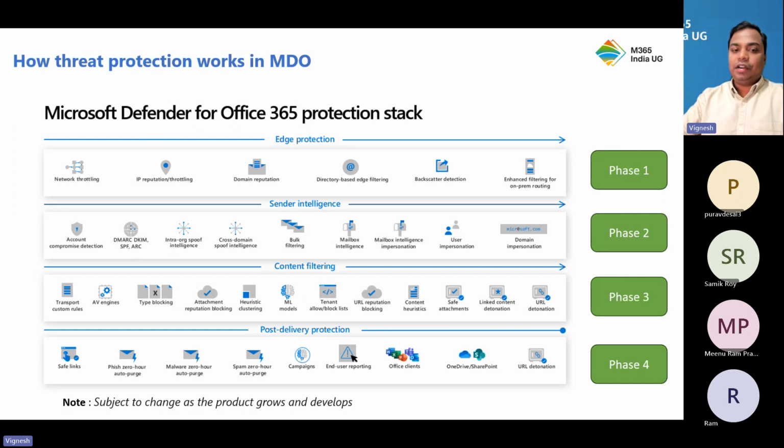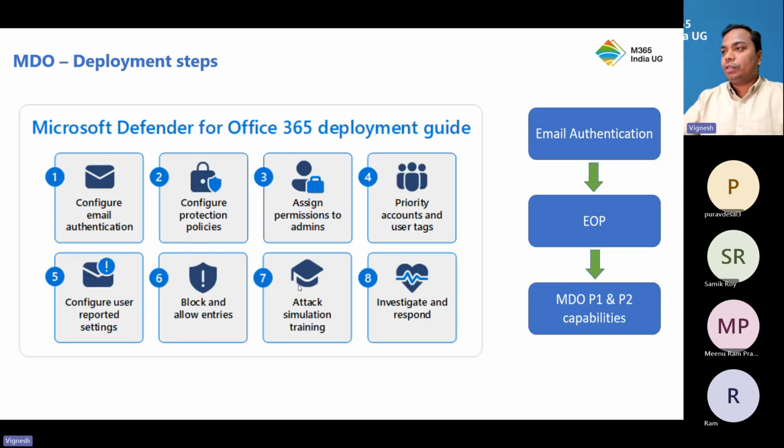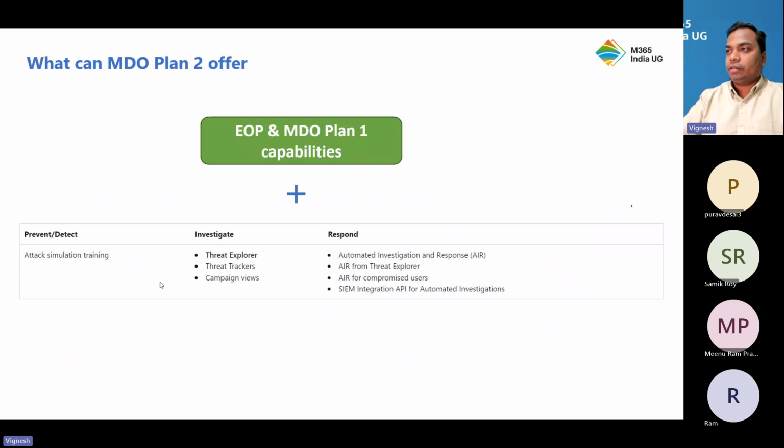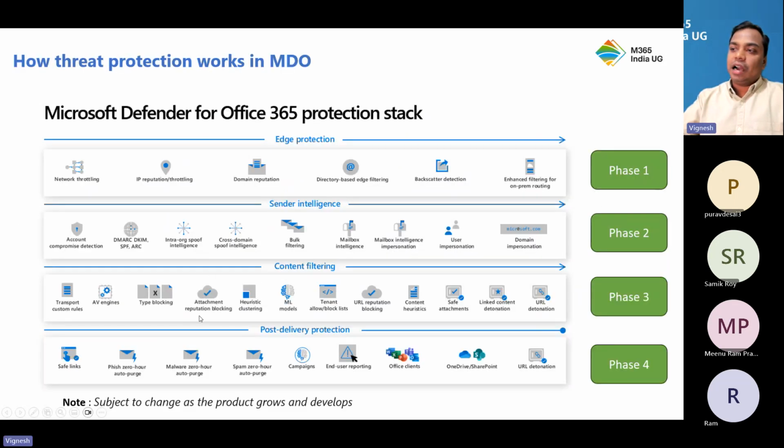Next is the content filtering. This is where you have the transport rules, where you would be configuring specific rules for your tenant. And then the antivirus is also there, the AV engine, which runs on Microsoft data centers, which is going to do the job of scanning this. Of course, in the case of Microsoft, we know that it's going to be the Microsoft Defender antivirus. And then the attachment reputation blocking, the attachment filtering.